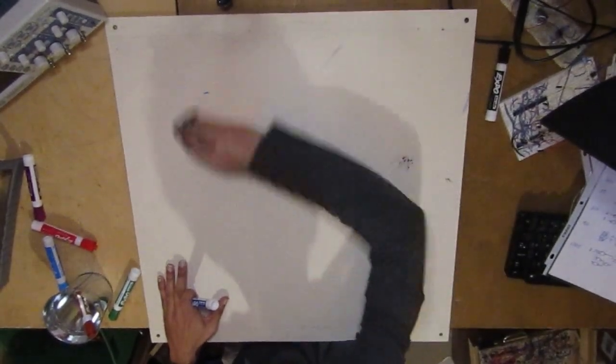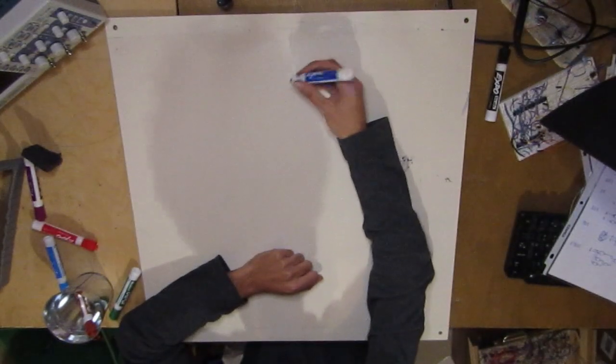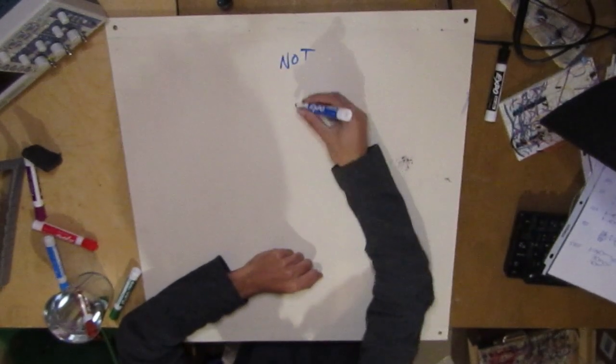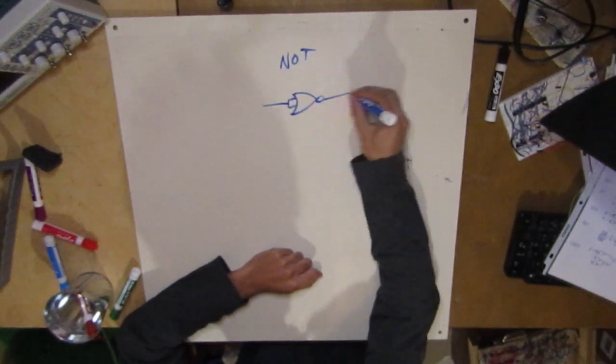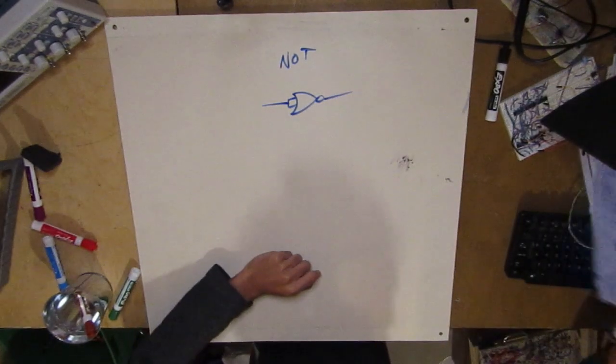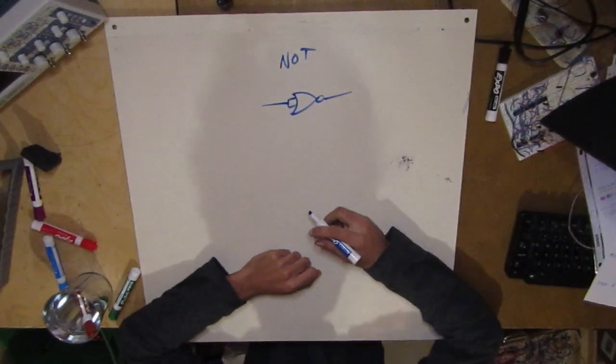Okay, so we want to use the NOR gate and let's try to make a NOT gate. Turns out we could do the same thing. You can make a NOT gate just like that. Now what if we want to make an AND gate?